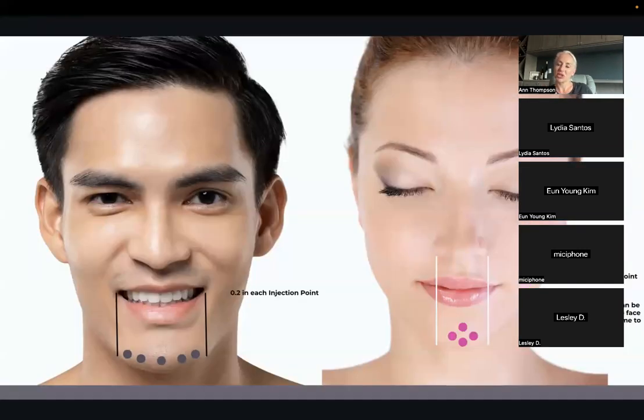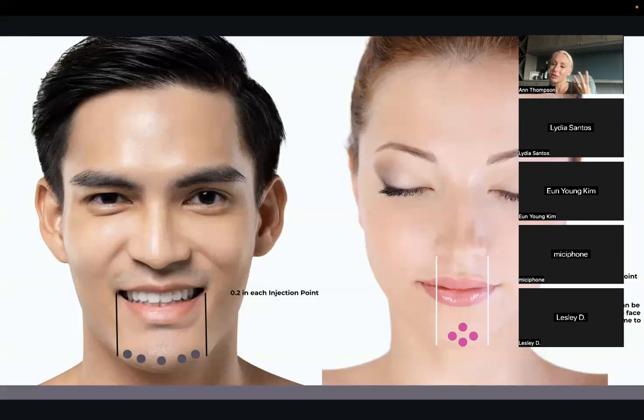For chin, you want to make sure that you're going to stay within the normal male and female anatomy. For a male, you're going to mark from the oral commissures going straight down. Female, it's going to be the tips of the nares straight down. For a male, there's going to be a total of 5 injection points, and each is going to be 0.2, 90 degrees in, all the way down to the bone.